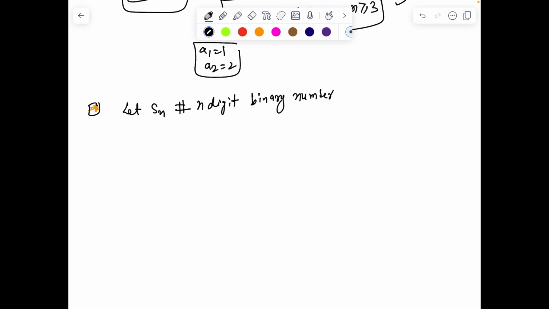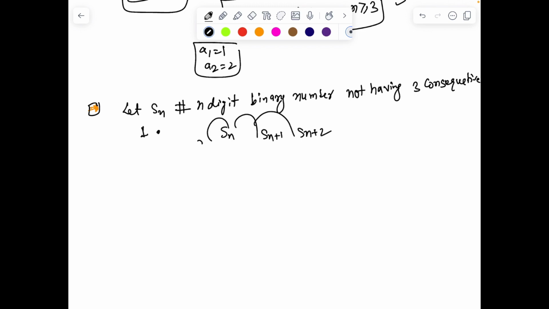But here, just to make a different example, S n is the number of n digit binary numbers that do not contain 3 consecutive ones. Now first you develop the recurrence relation and the initial conditions that uniquely define the sequence. So basically you will have some sequence. S n will be related with maybe S n plus 1, S n plus 2, or S n minus 1, or S n minus 2. So this kind of recurrence relation we first need to develop.